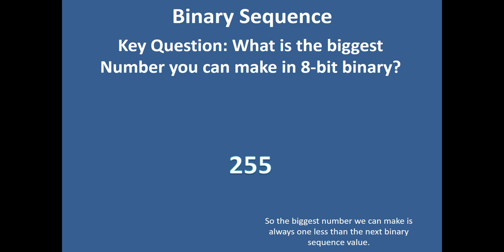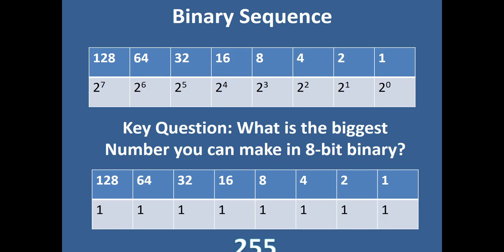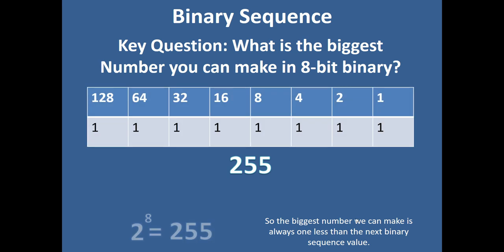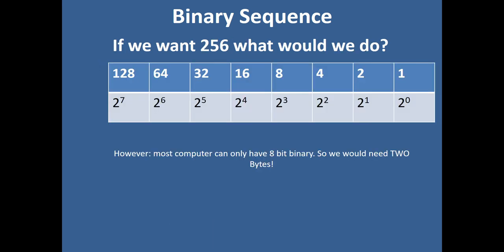So we know the biggest number we can make in 8-bit binary is 255, because this value here is actually 2 to the power of 7. Because of the 1 at the end, it's not 2 to the power of 8. That would mean that we have to do 1 minus, and it would give us 255. There's our 255 value. We know that most computers can only have 8-bit binary. So if we did want 256, we would need 2 bytes, looking like this.